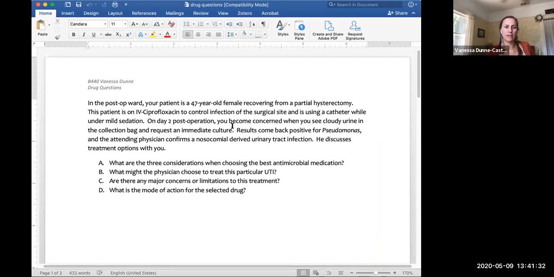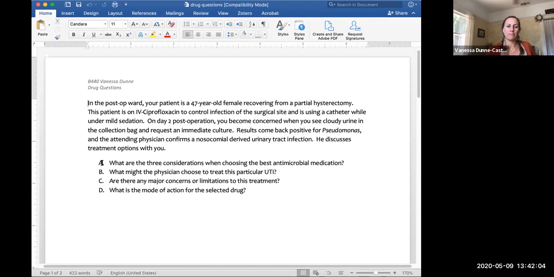In the post-op ward, your patient is a 47-year-old female recovering from a partial hysterectomy. This patient is on IV ciprofloxacin to control infection of the surgical site and is using a catheter while under mild sedation. On day 2 post-op, you become concerned when you see cloudy urine in the collection bag and request an immediate culture. Results come back positive for Pseudomonas, and the attending physician confirms a nosocomial-derived urinary tract infection. He discusses treatment options with you.